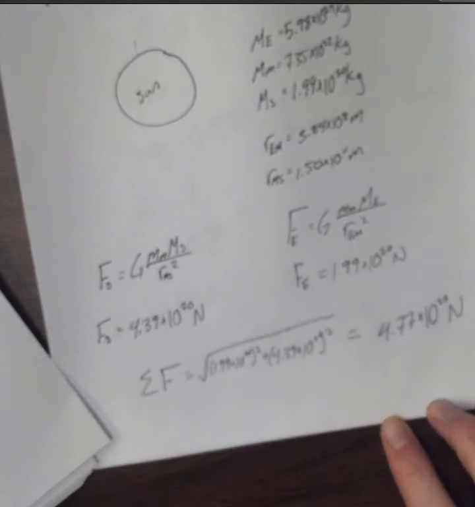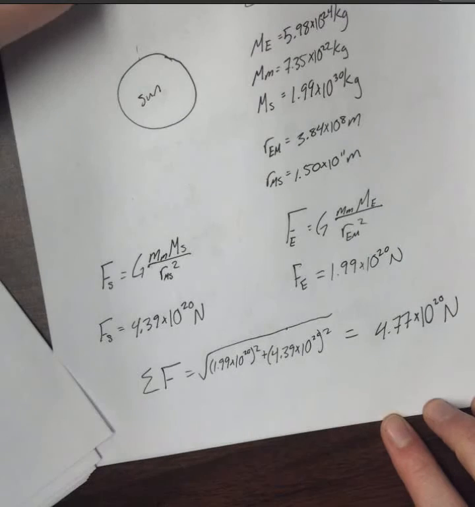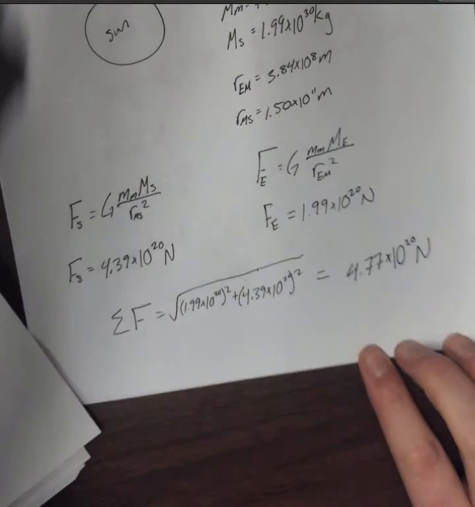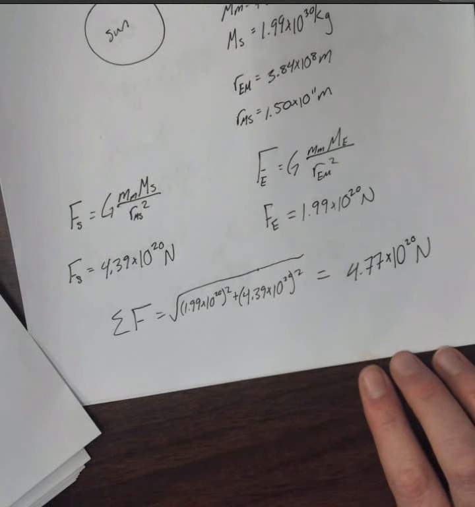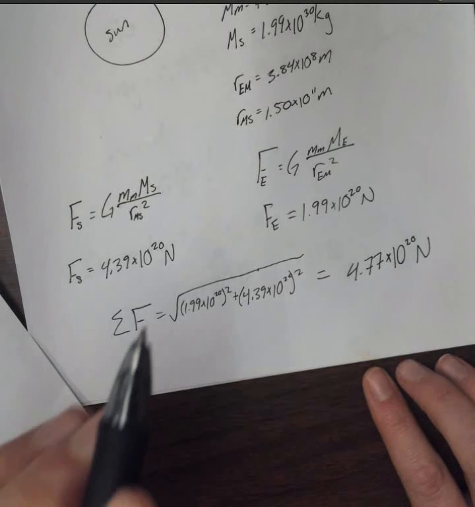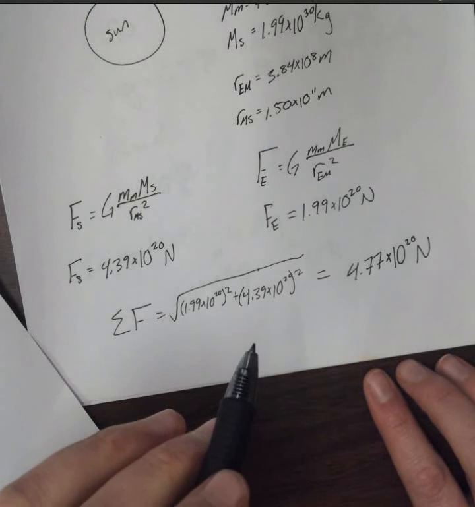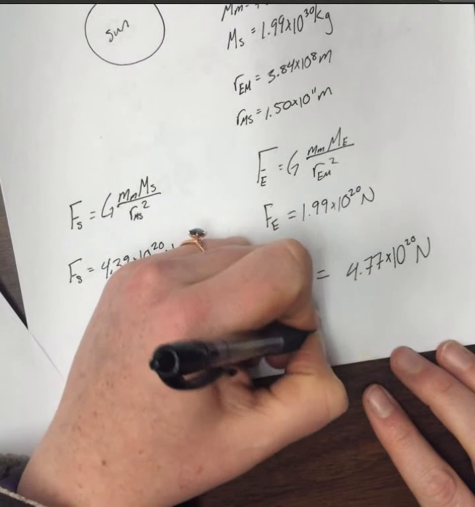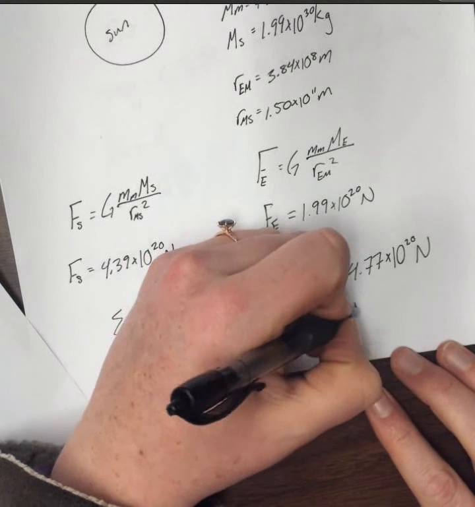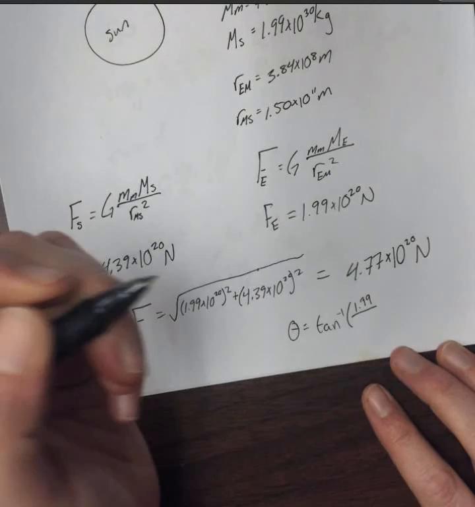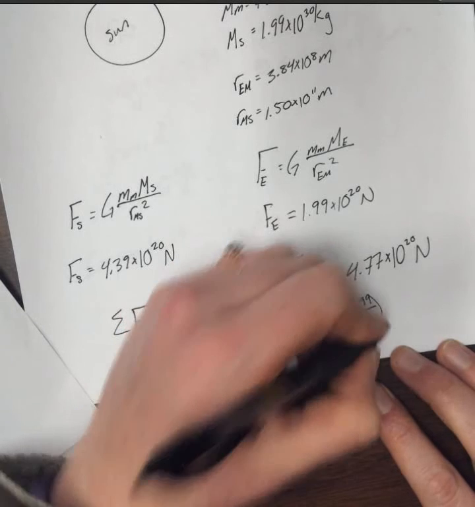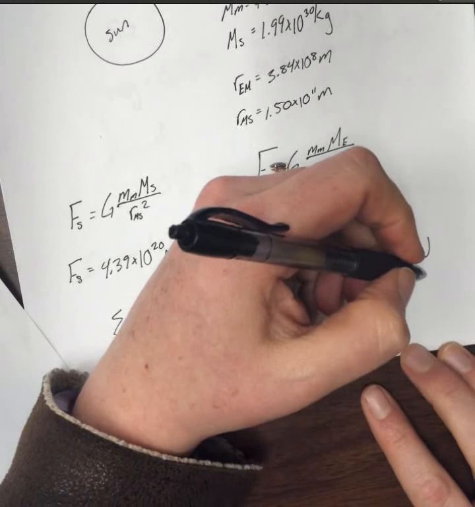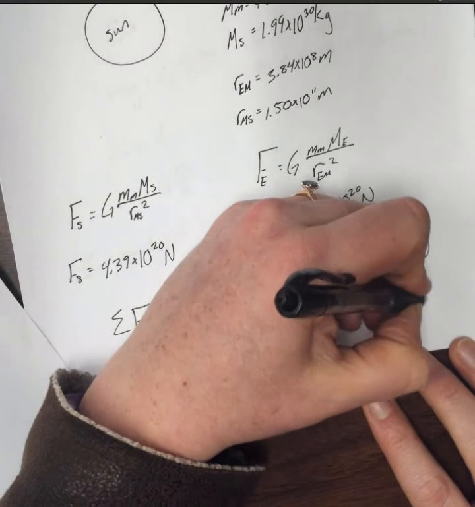And that force has an angle. If we do our tip to tail method, then it's going to be Sun over Earth, or Earth over Sun. So that means that theta is going to be equal to the inverse tangent of 1.99 divided by 4.39. Here I've left off the exponent 10 to the 20th because they'd cancel out top and bottom. And our angle here would actually be 24.6 degrees.